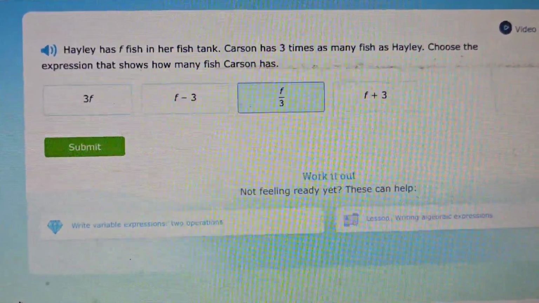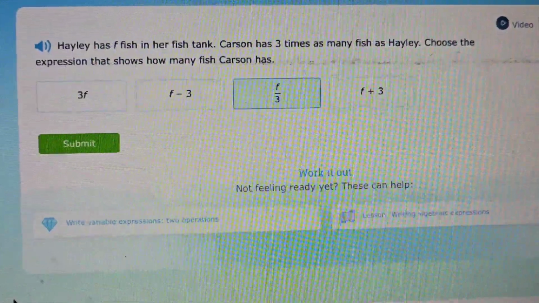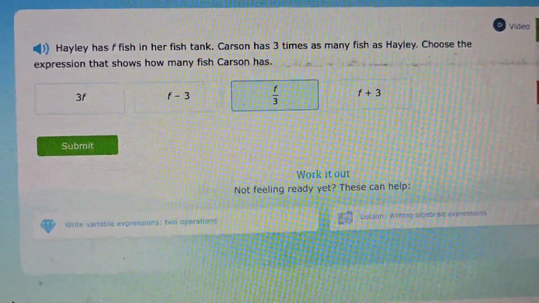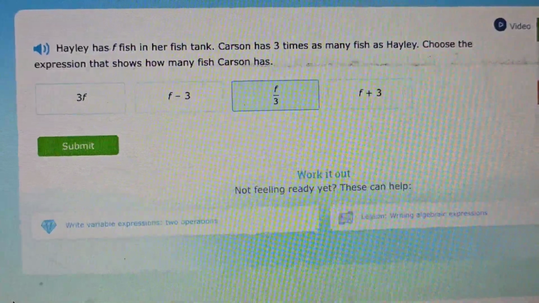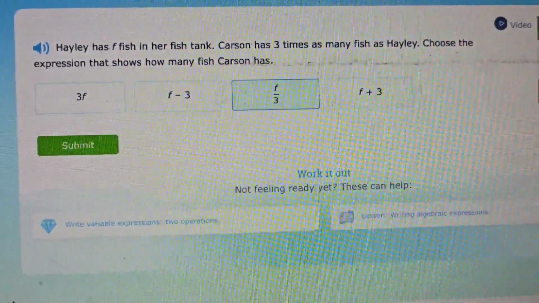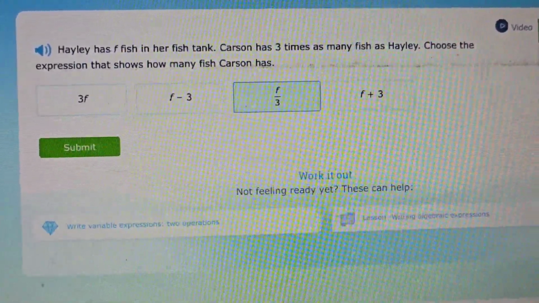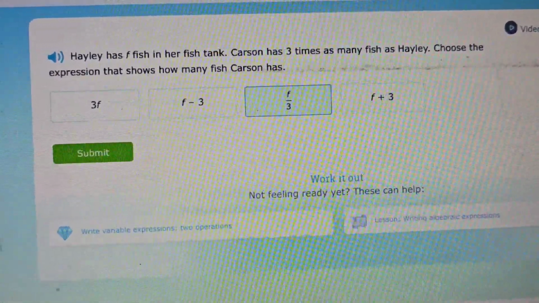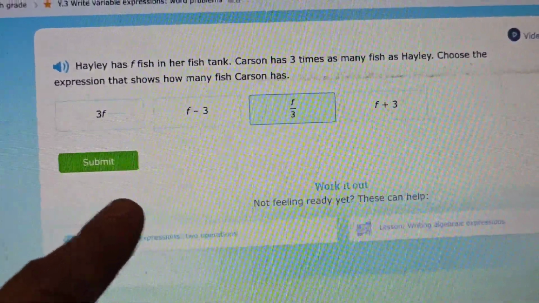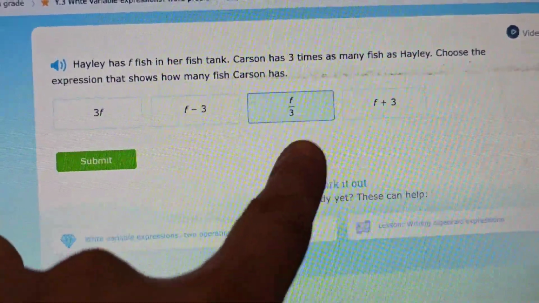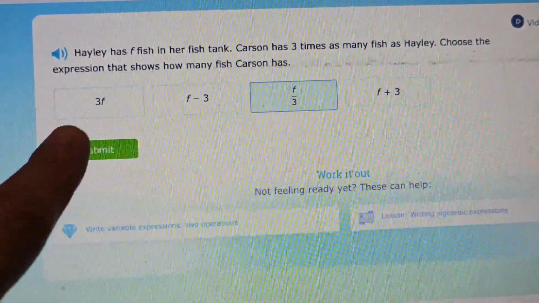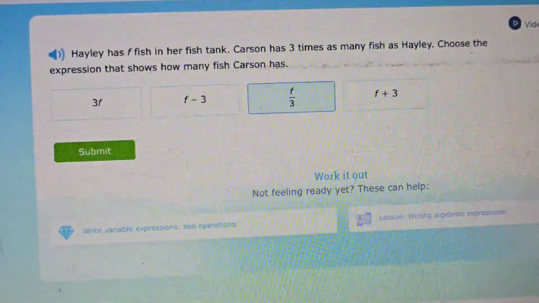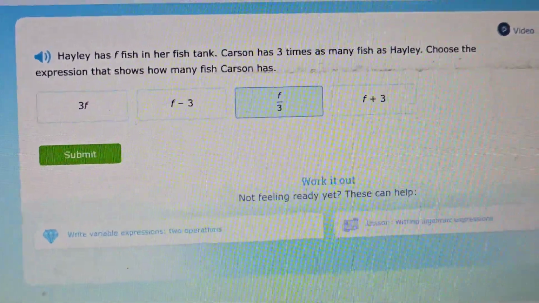If Haley has 5 and Carson has 3 times as much, then we know that's a multiplication problem. 5 times 3 would give us 15, and that will give us how many fish Carson has. So which of these expressions fits that? It's not a subtraction, not a division, not an addition. It's this multiplication problem right here. So 3F is what you would pick.